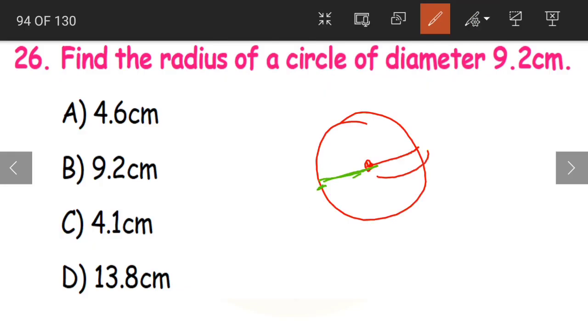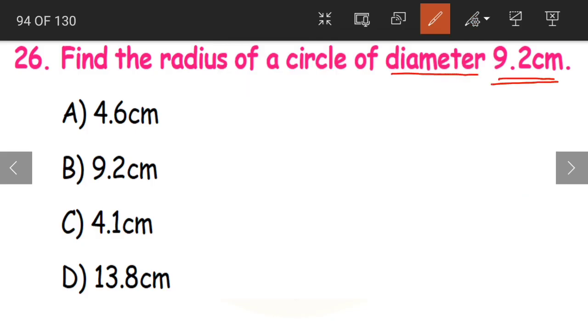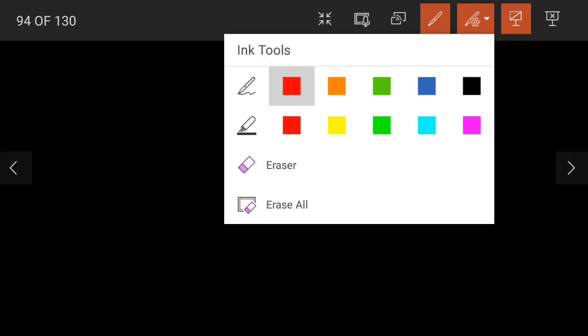Now what can we observe here? That radius is equal to half of the diameter, yes or no? Radius of a circle is equal to half of a diameter. Now the diameter is 9.2 centimeters. So the radius becomes 9.2 multiplied by 1 by 2, that is half, that is 9.2 divided by 2.